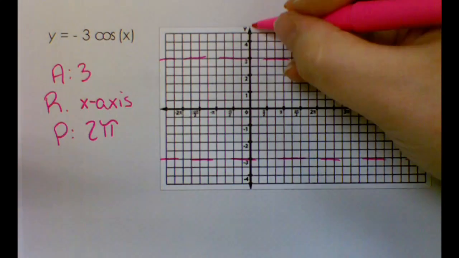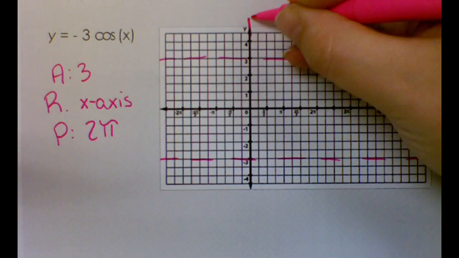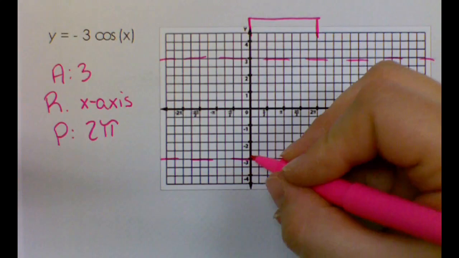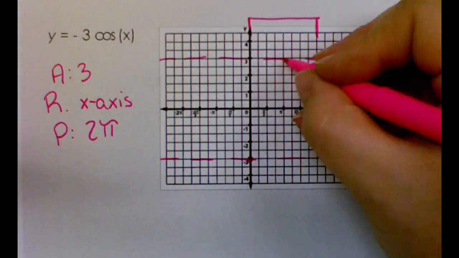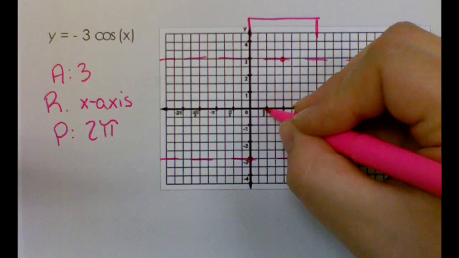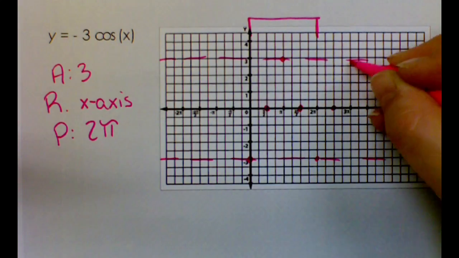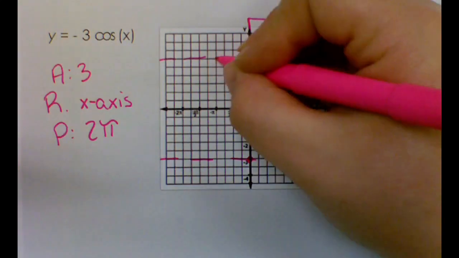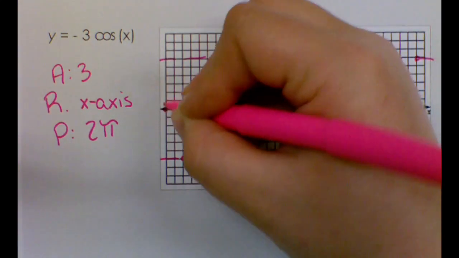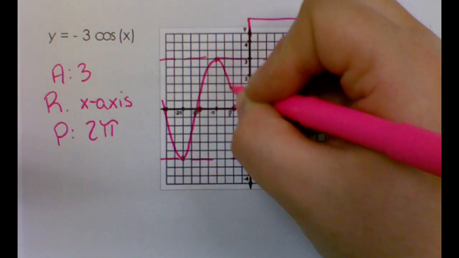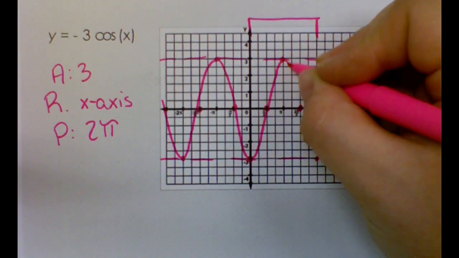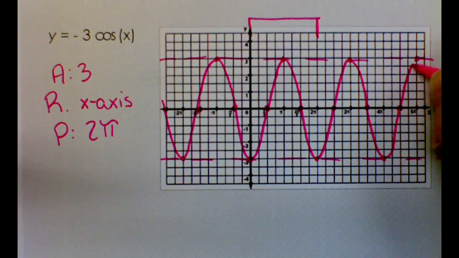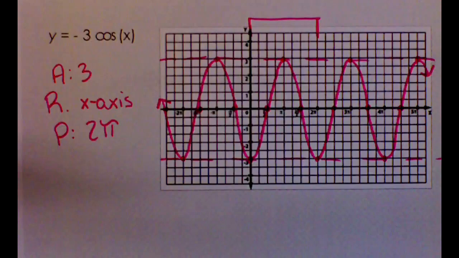Reflection over the x-axis. All right, our period is 2 pi, so there's 1 period for me. Cosine usually starts up, but a reflection means it starts down. Middle will be up, and it'll be down. Add those zeros in, and then graph the rest. And there's our graph.